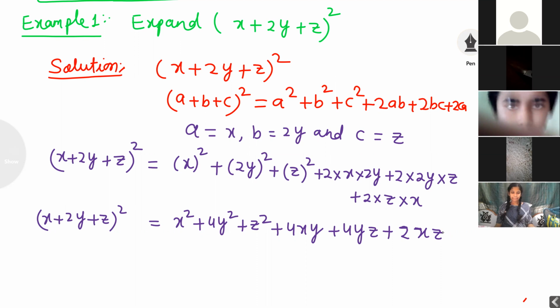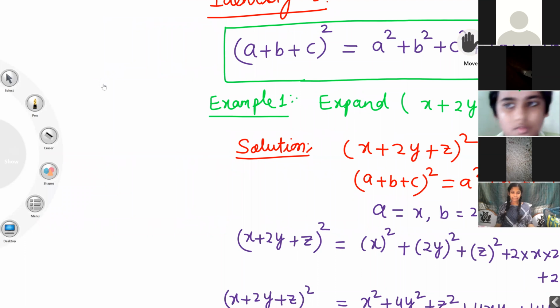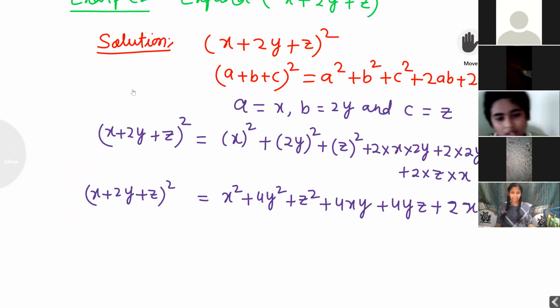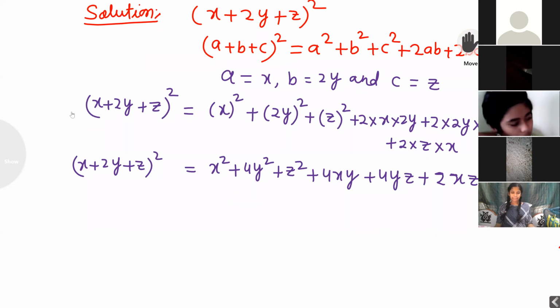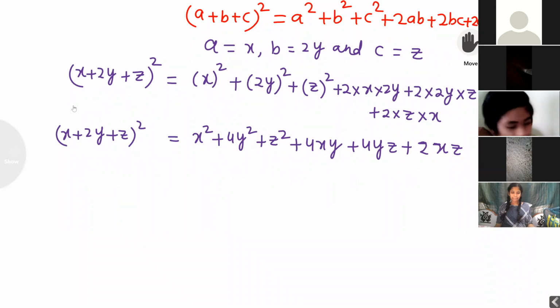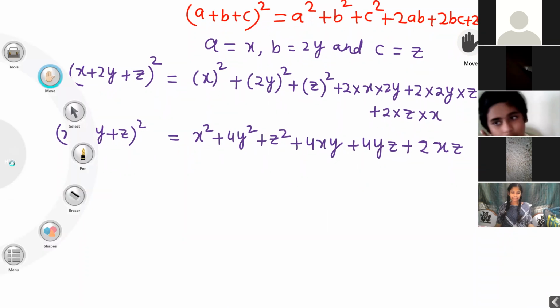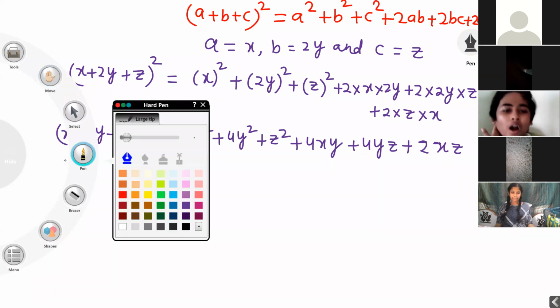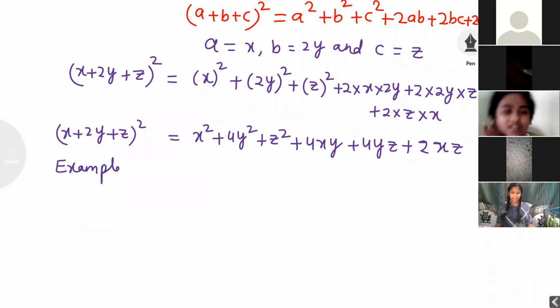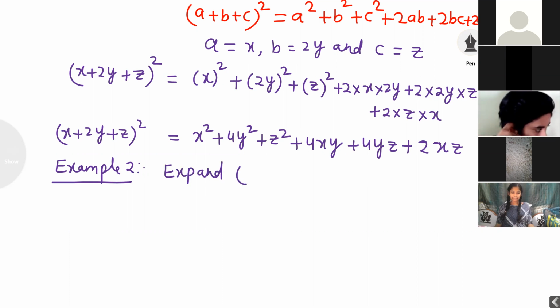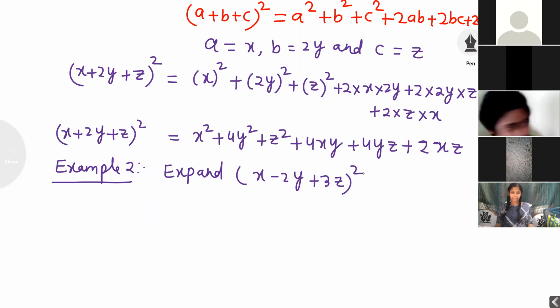Note down example 2. Expand x minus 2y plus 3z whole square. Note down everyone this question.